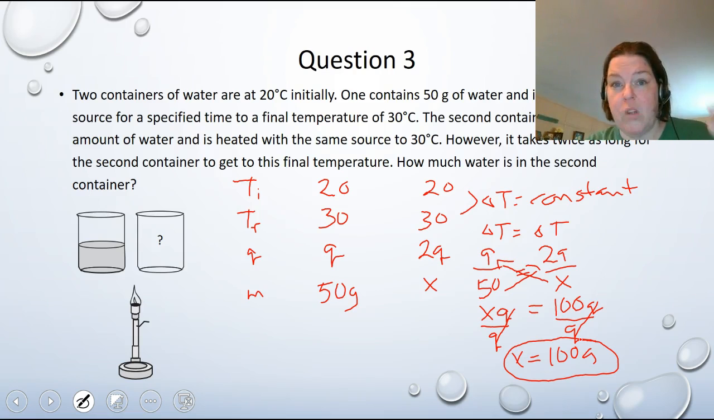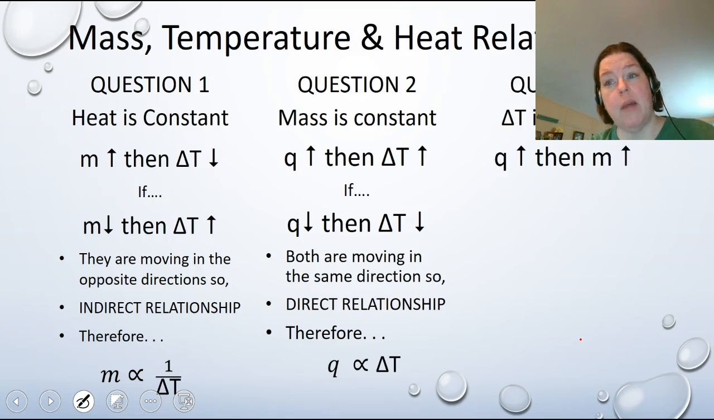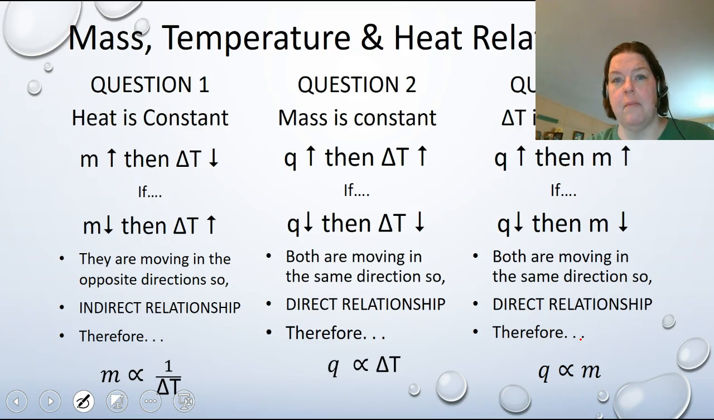So what's the relationship for question 3? Here we go. Question 3. You don't have to worry about it if my face is covering the question 3. If you can't see that, it's okay. Delta T is constant, okay? So if Q goes up, then mass goes up too, if T is constant. If Q goes down, then mass goes down. So both are moving in the same direction. That means a direct relationship. Therefore, Q is proportional to M.